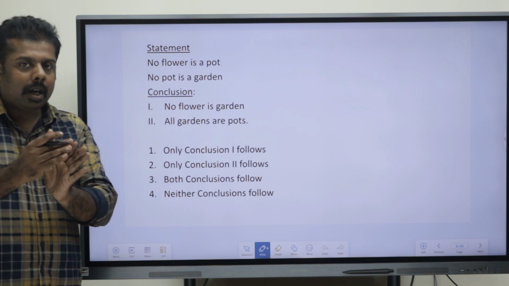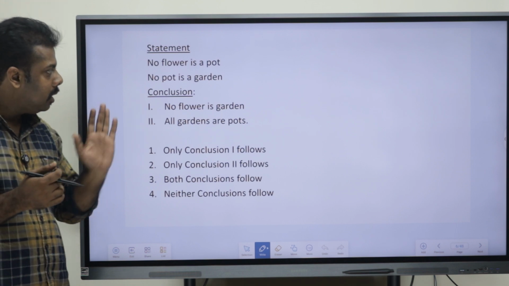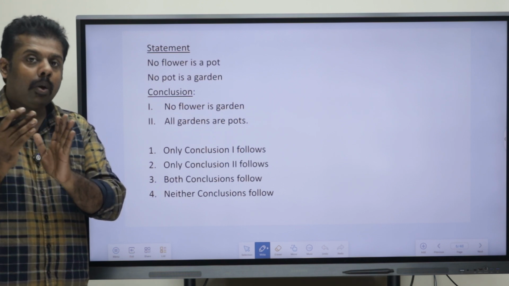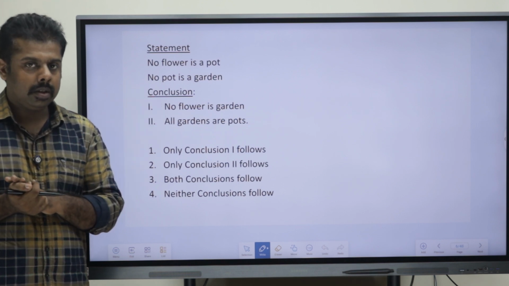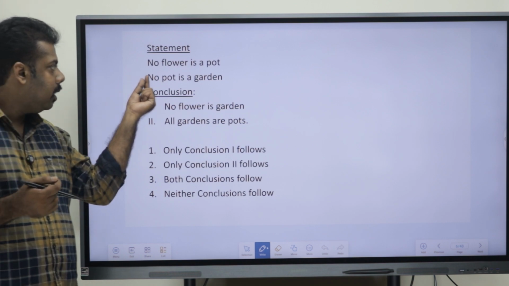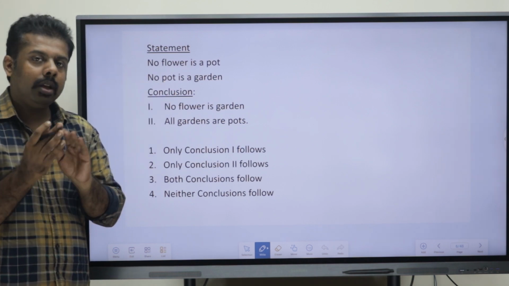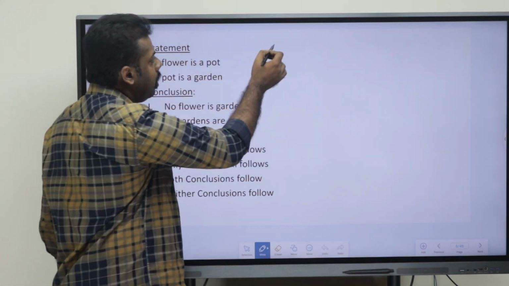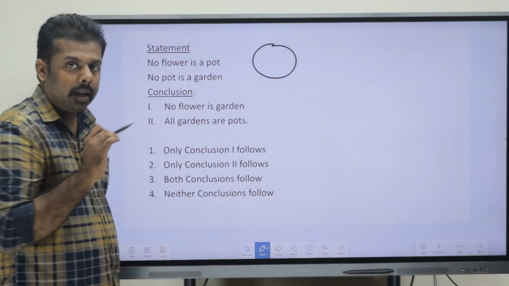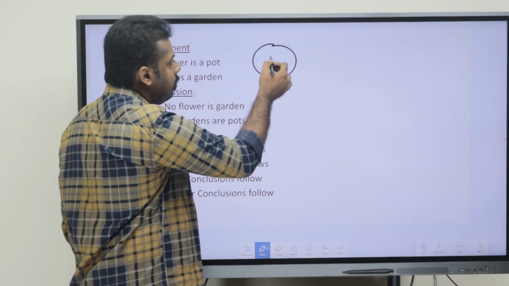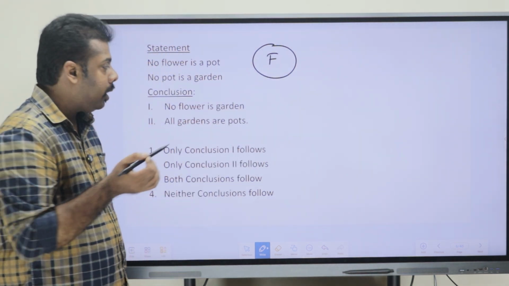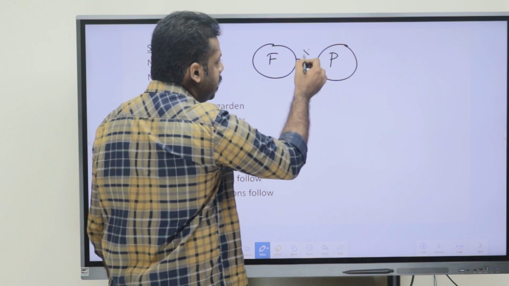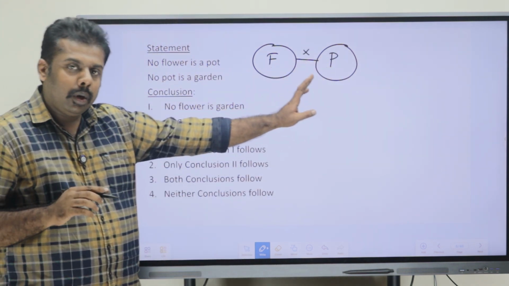Okay, so we will be just starting with the basics now. The first thing you need to do while attempting a syllogism question is to first draw the Venn diagram according to the statements given. The first statement says, no flower is a pot. That basically means flower and pot don't have a relation. How can we draw that? We have already discussed that in the basic diagram part. I am taking flower as capital F and pot as capital P. They have no relation, that means they don't have a connection.